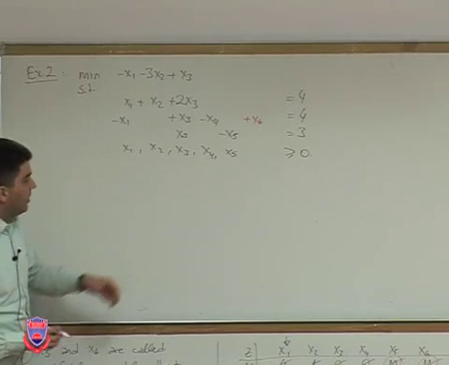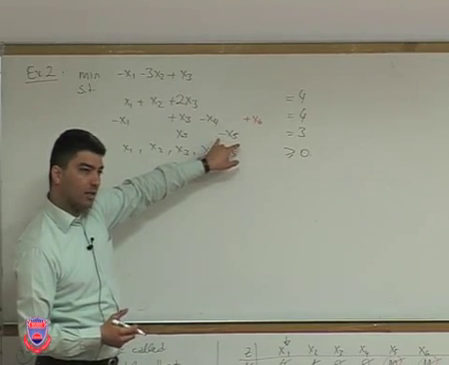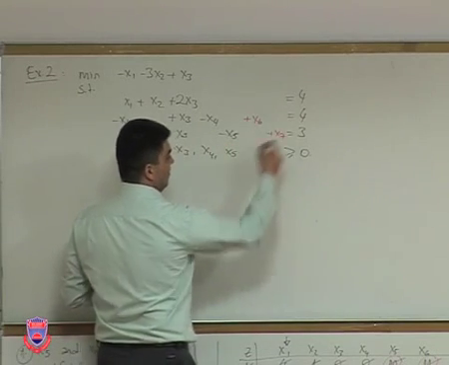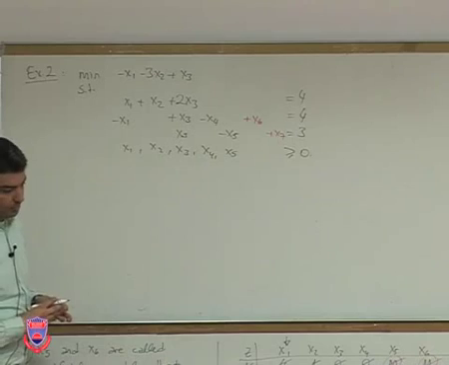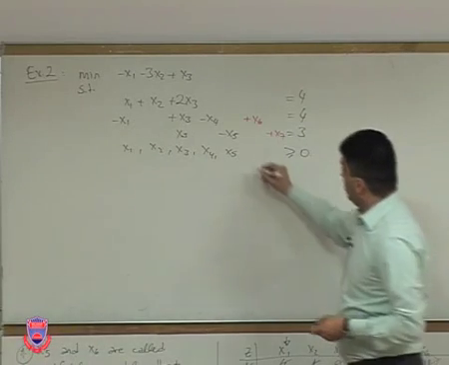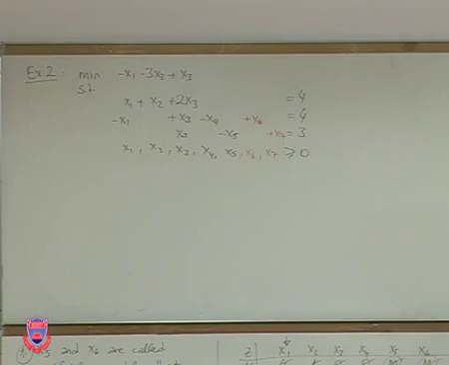What about the third constraint? Again, the same situation. We have 0, 0, minus 1, but that doesn't quite work. I need the third column of the identity matrix, so I'm going to need plus x7 for the third constraint. So x6 and x7 will also be non-negative. Now, this is important again.